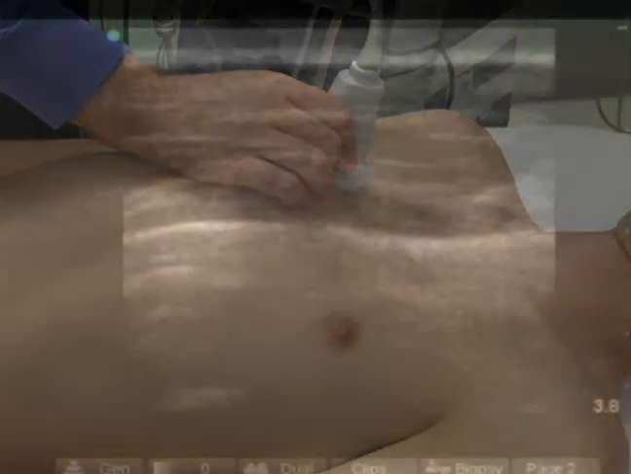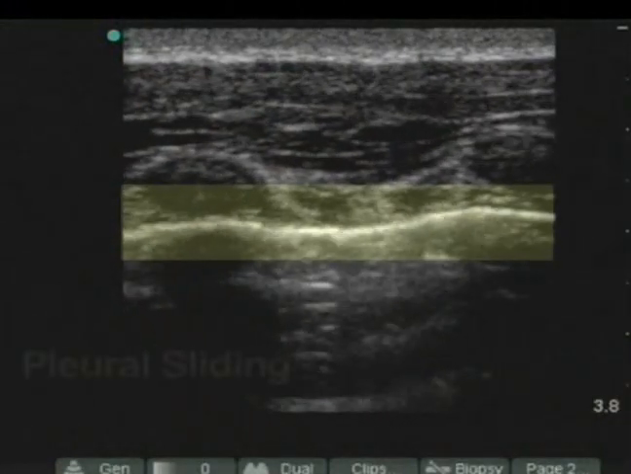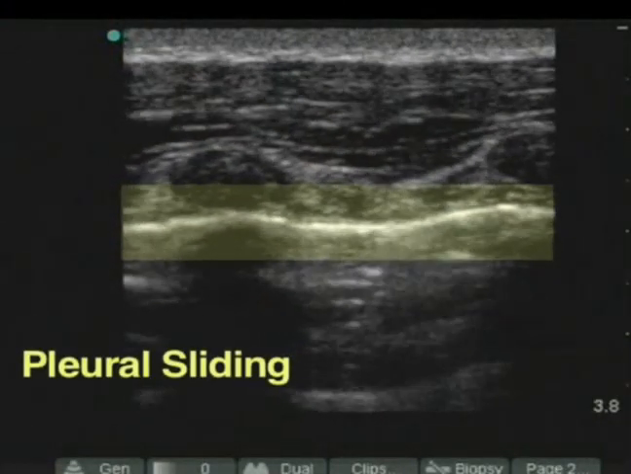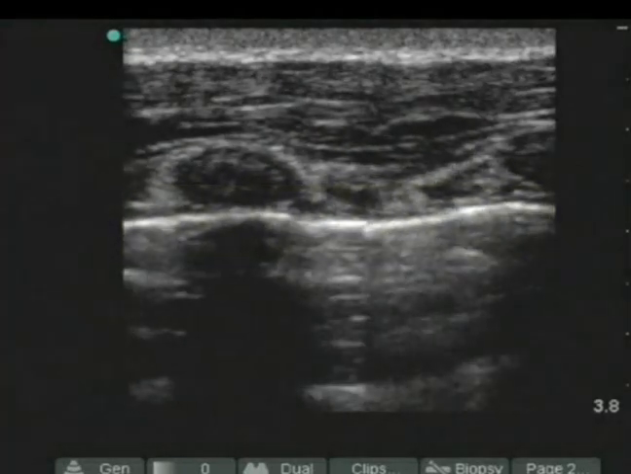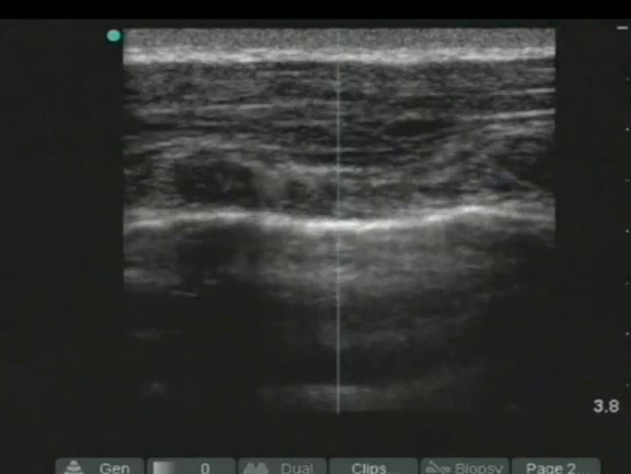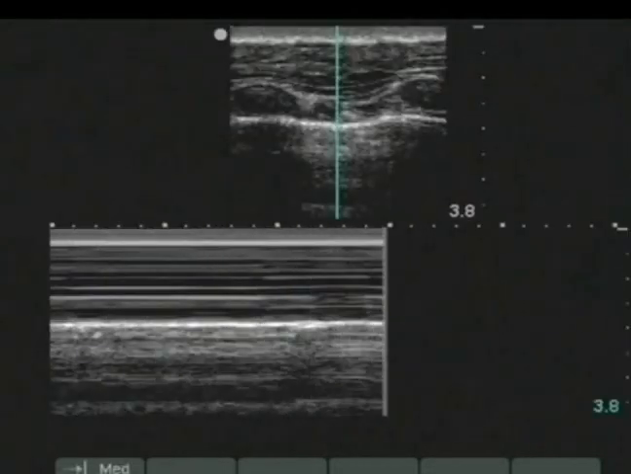In a normal person without a pneumothorax, the visceral pleura of the lung slides on the parietal pleura of the chest wall. Pleural sliding is visible on ultrasound as scintillation or movement at the interface of the visceral and parietal pleura. Pleural sliding can be confirmed using M-mode and color Doppler.